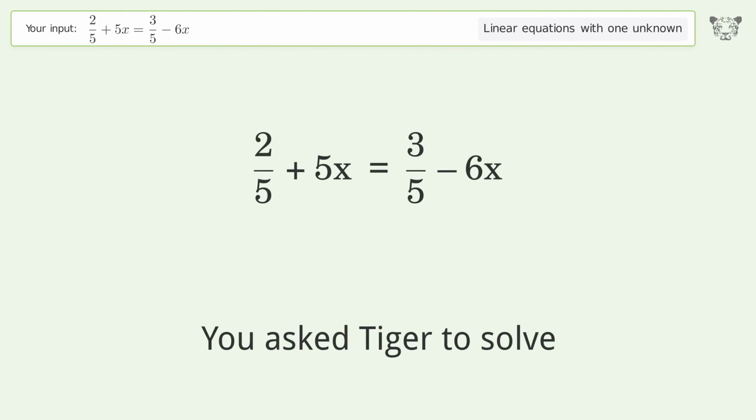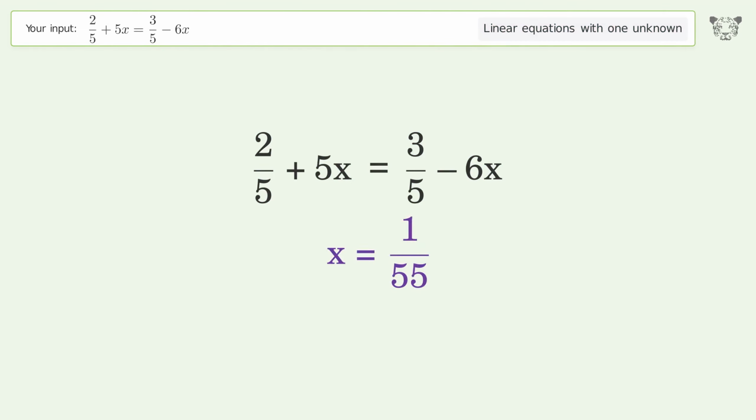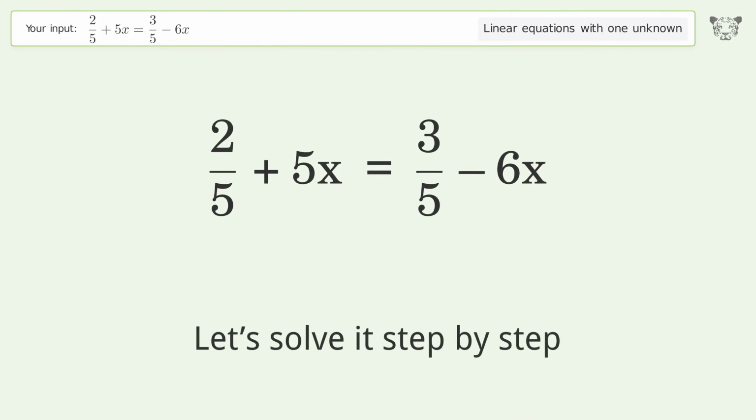You ask Tiger to solve. This deals with linear equations with one unknown. The final result is x equals 1 over 55. Let's solve it step by step.